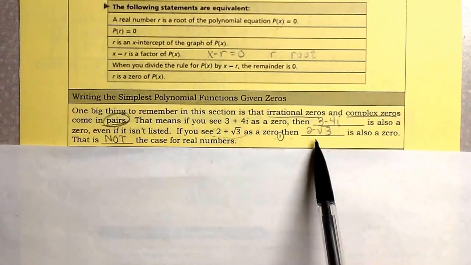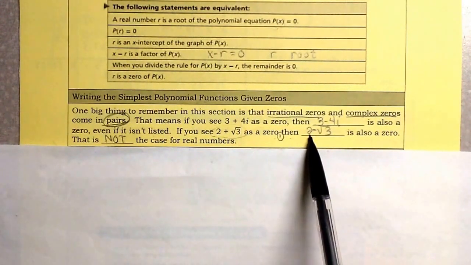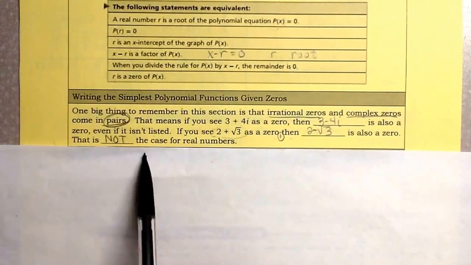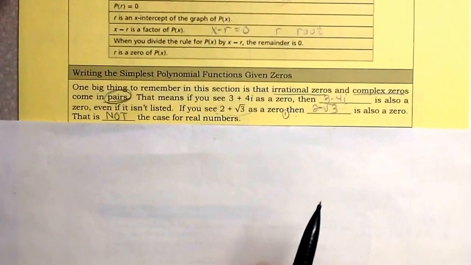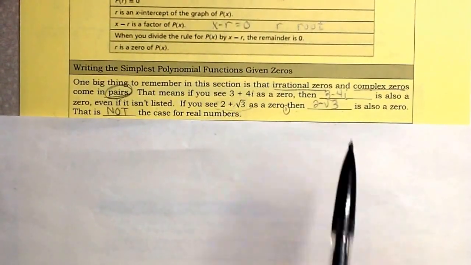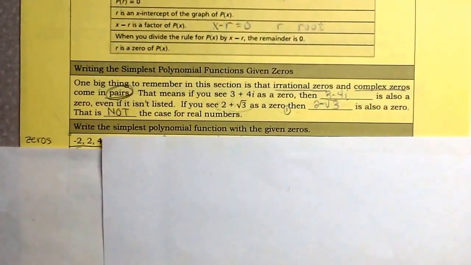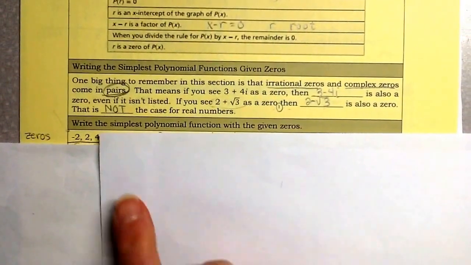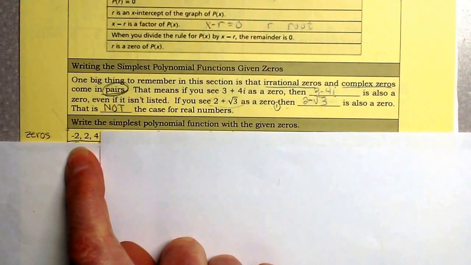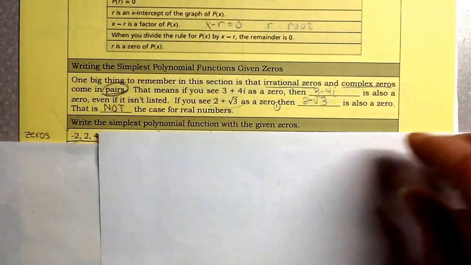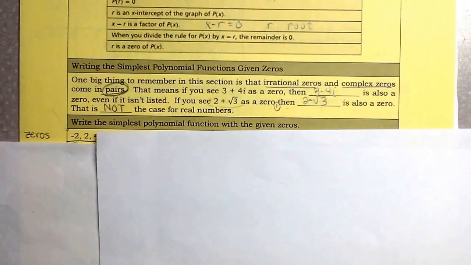So if you see the one, you write its pair, 2 minus the square root of 3. That's not the case for real numbers. If you see 4, the only root is 4. But if you see this, then you have to write that root down. All right, the first example does not have any irrational numbers or complex numbers for roots, so we don't have to worry about writing their pairs.